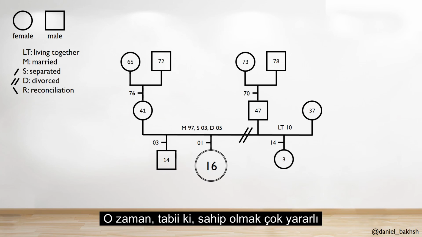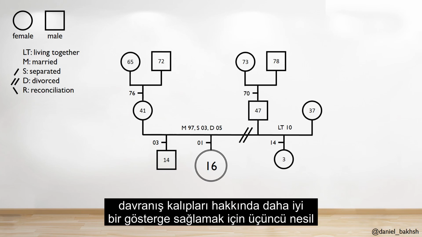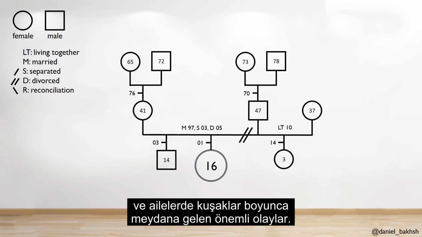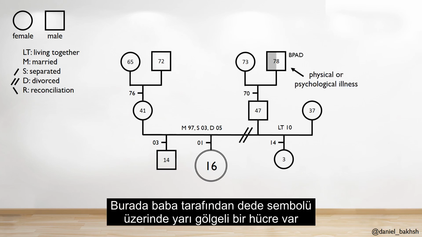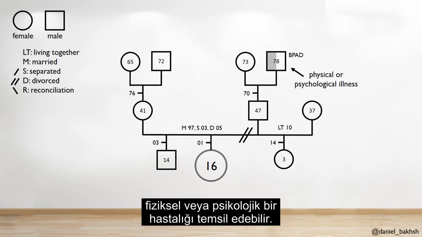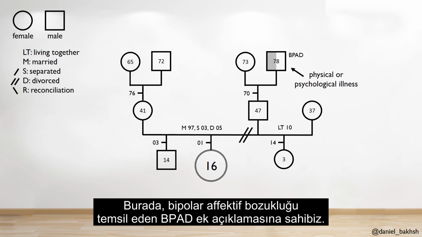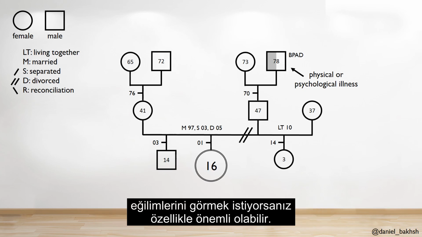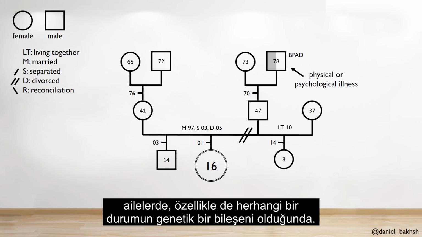Then of course, it's very useful to have the third generation to give a better indication of patterns of behaviour and things of note that have occurred in families generationally. Here we have a half-shaded cell on the paternal grandfather symbol. That can represent a physical or psychological illness. Here we have an annotation of BPAD, which represents a bipolar affective disorder, which can be particularly important if you want to see trends in families, particularly where there is a genetic component of any condition.